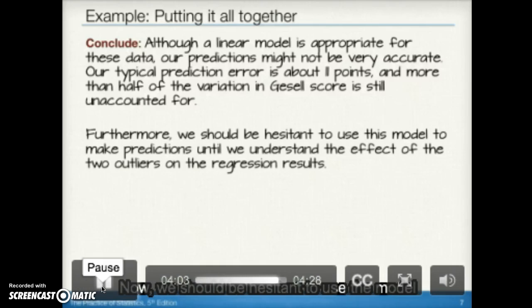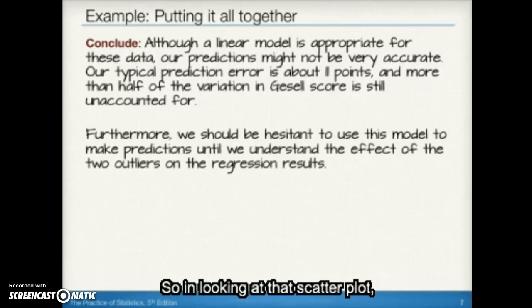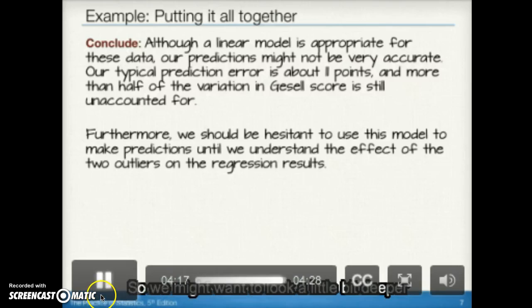Now, we should be hesitant to use the model to make predictions until we understand the effect of the two outliers in the regression results also. So in looking at that scatter plot, we had several values that didn't seem to fit the overall pattern, so we might want to look a little bit deeper into the situation before using the model overall.